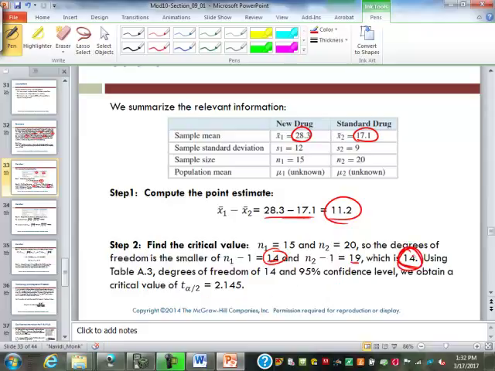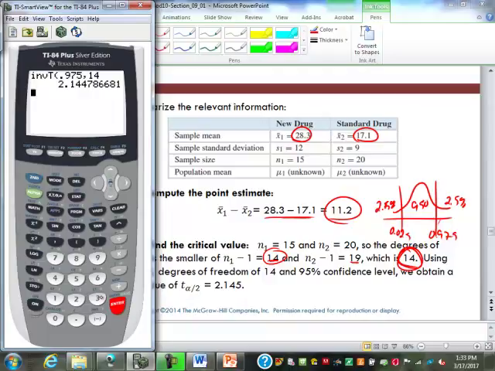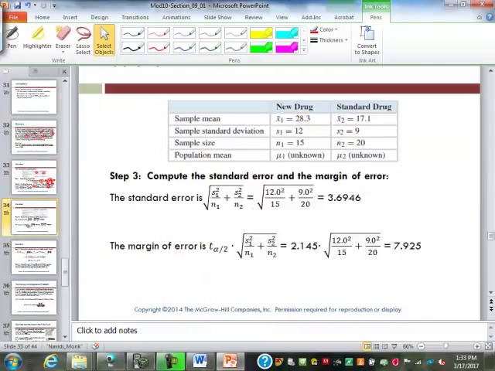So we look that up in the table, 14 degrees of freedom, 95% confidence. Remember, for a confidence interval, that 95% is in the middle, so there's 2.5% on each end. So this will be 0.025, and this will be 0.975. The critical value would actually be from the 0.975, that is t 0.975 comma 14, and I get 2.145, which is exactly what they got.